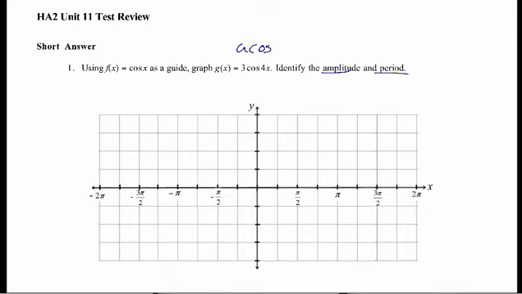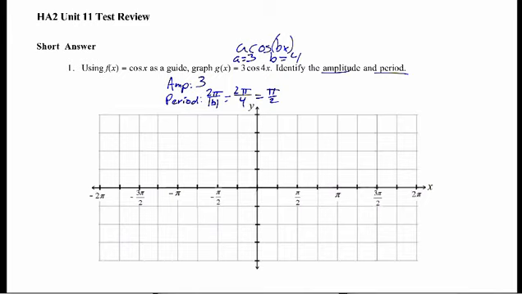is a times the cosine of b times x. So our a value in this case is 3, our b value is 4. The amplitude is just your a value, so the amplitude is just going to be 3. The period we calculate by doing 2 pi over the absolute value of your b. Now in this case it's a positive b value, so we can just ignore the absolute value. It's always going to be the positive version of your b value, so it's already positive. So we got 2 pi over 4, which reduces to pi over 2.